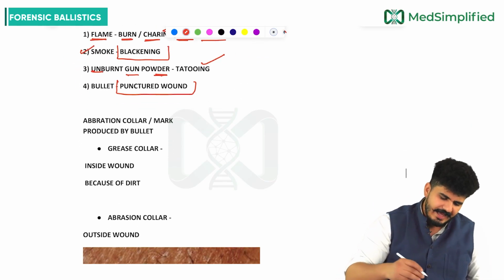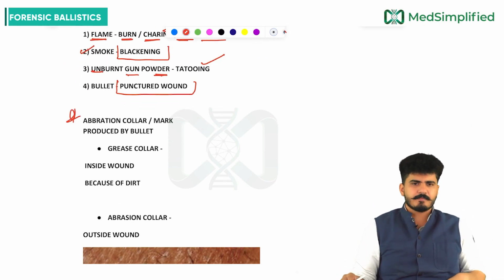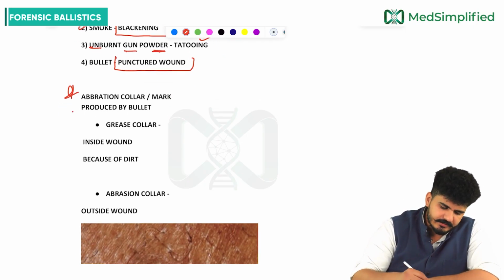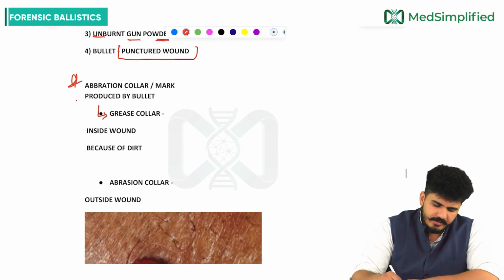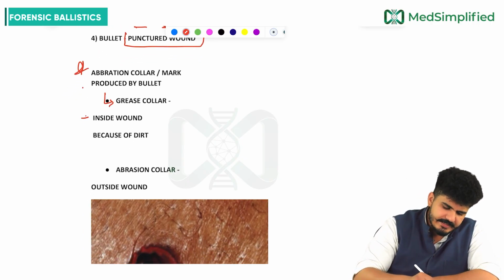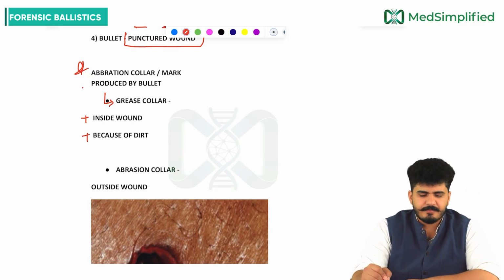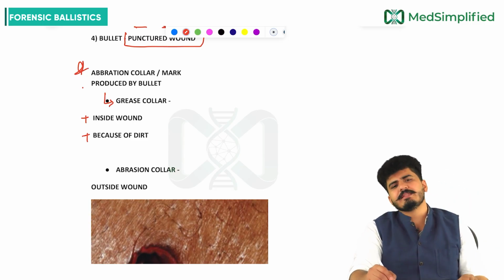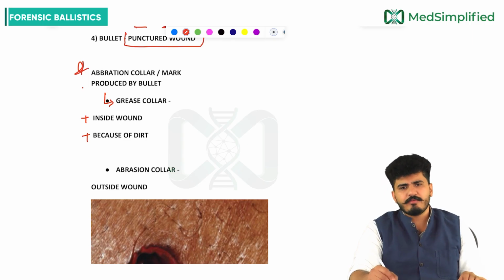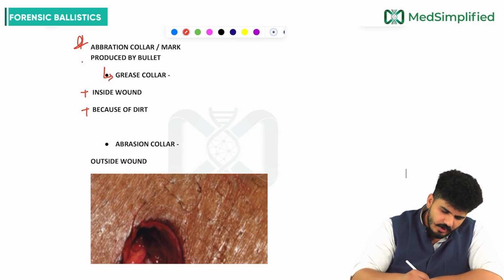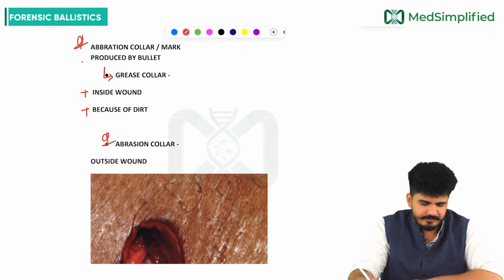Now we'll see the abrasion collar or mark. What is an abrasion collar or mark? This is produced by the bullet, and this is also called the grease collar. Grease collar is present inside the wound and it is because of the dirt. Once the bullet is going inside, you will see the abrasion collar outside the wound.